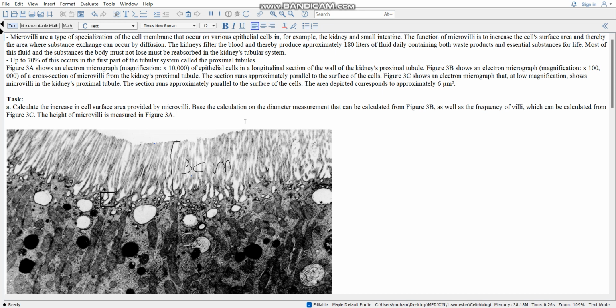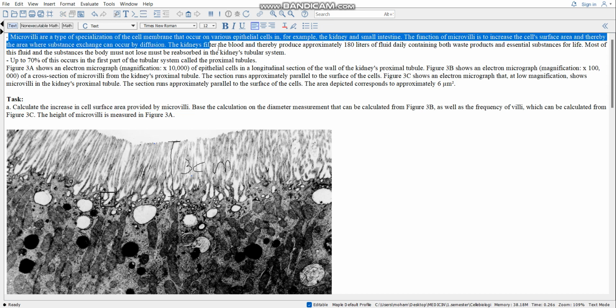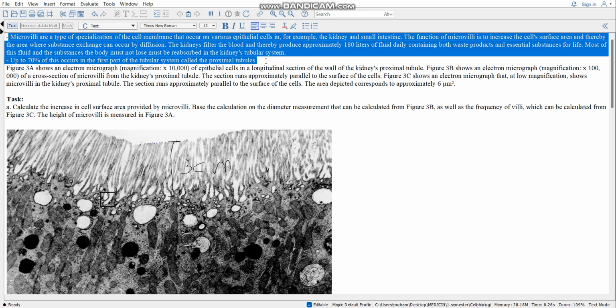So in today's video, we're gonna do a task which revolves around calculating the increase in cell surface area provided by microvilli. But before we run through the task here, which I've done beforehand, let's talk about the function of microvilli. So microvilli significantly increase the surface area of the cell membrane.